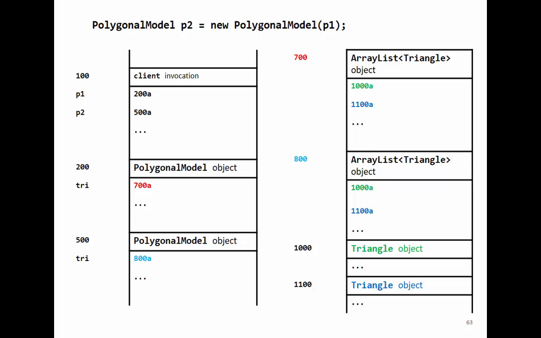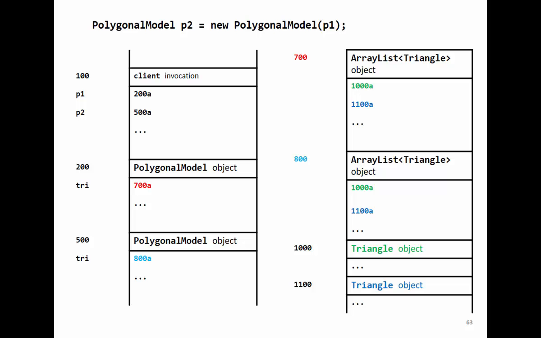Now, at address 500, you have another polygon model, P2. And for this P2, we need to create a shallow copy. Look at that triangle list. There is a new triangle list at address 800, not the same one at 700. So I go to 800, and I see that I have two triangles, and these two triangles are at addresses 1000 and 1100.